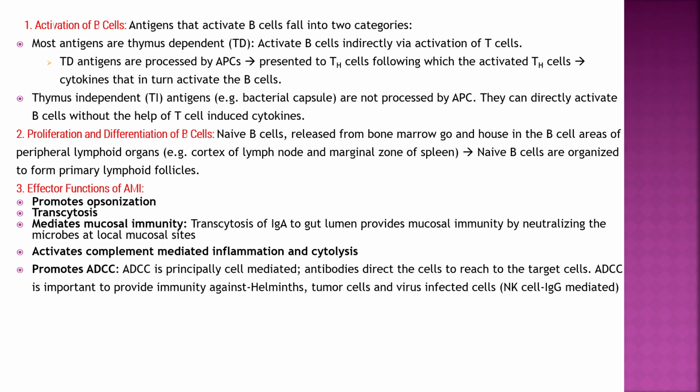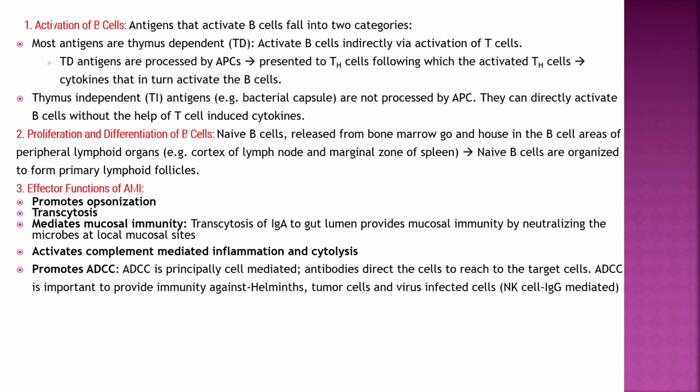Activation of B cells. Antigens that activate B cells fall into two categories. Most antigens are thymus dependent antigens. They activate B cells indirectly via activation of T cells. The TD antigens are processed by APC and presented to T helper cells, following which the activated T helper cells produce cytokines, which in turn activate B cells. Thymus independent TI antigens, for example bacterial capsule, are not processed by APC. They can directly activate B cells without the help of T cell induced cytokines.